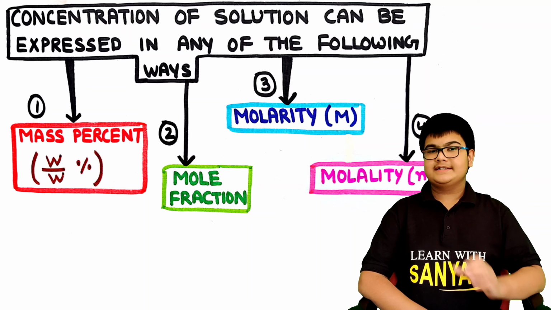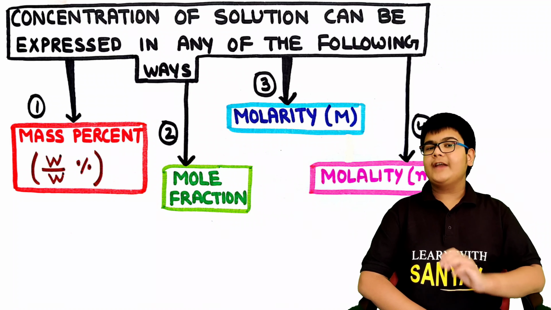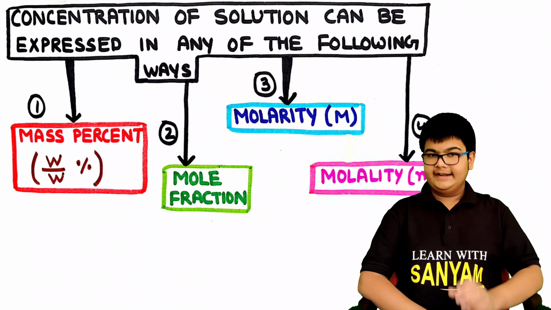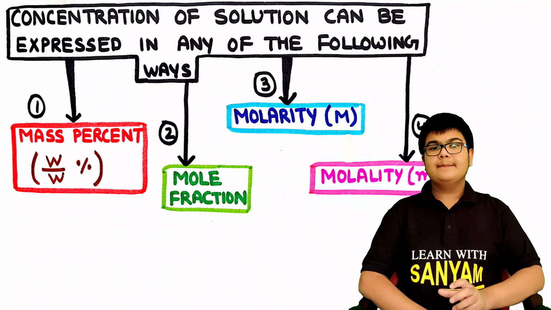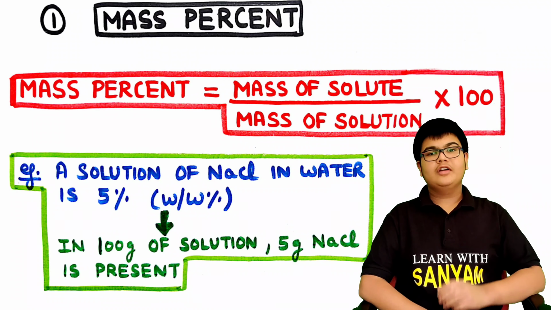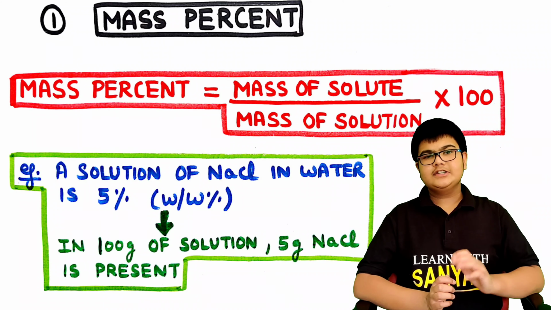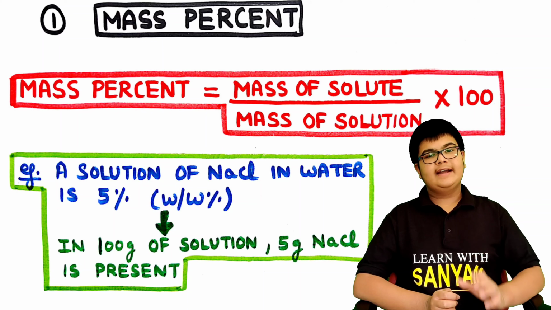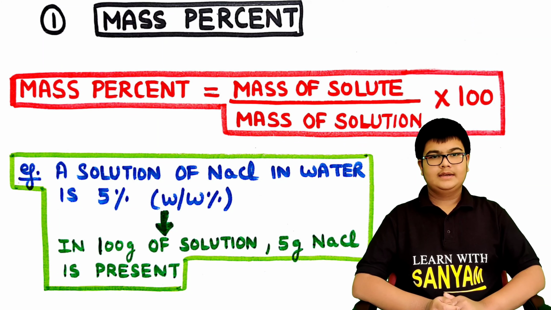First, mass percent or weight by weight percent. Second, mole fraction. Third, molarity. And fourth, molality. So let's discuss each of them in detail. First, mass percent or weight by weight percent. So mass percent is equal to mass of solute divided by mass of solution into 100.